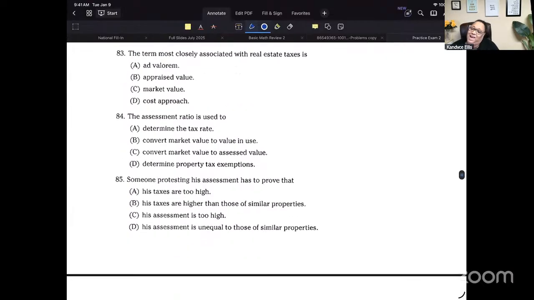All right. 83. The term most closely associated with real estate taxes is A, ad valorem, B, appraised value, C, market approach, or D, cost approach.